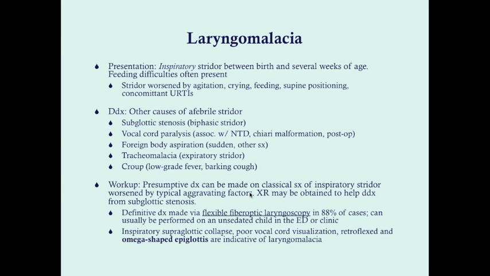So a presumptive diagnosis can be made with classical symptoms of inspiratory stridor worsened by the typical aggravating factors. You can get an X-ray. That often will help you differentiate this out from subglottic stenosis, but that's not necessary. Ultimately, no matter what, you have to get laryngoscopy. So that's your way to definitively diagnose laryngomalacia, and you'll be able to differentiate this very easily from subglottic stenosis and tracheomalacia just based on your visuals.